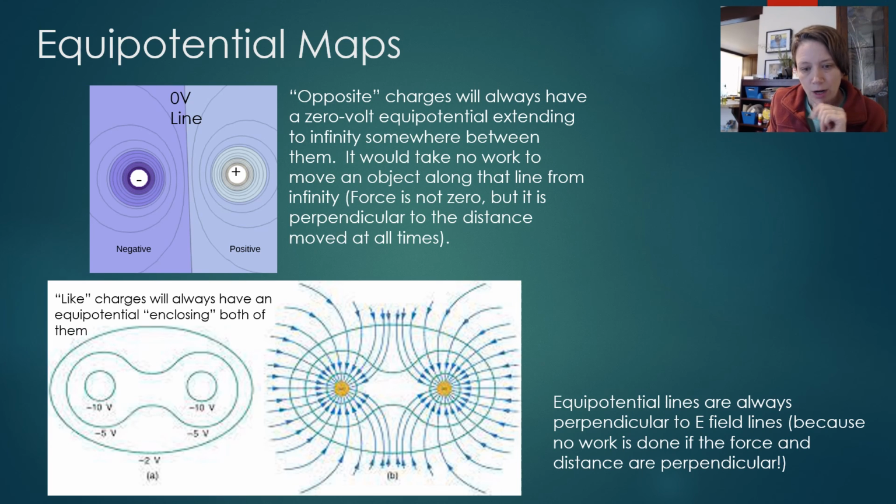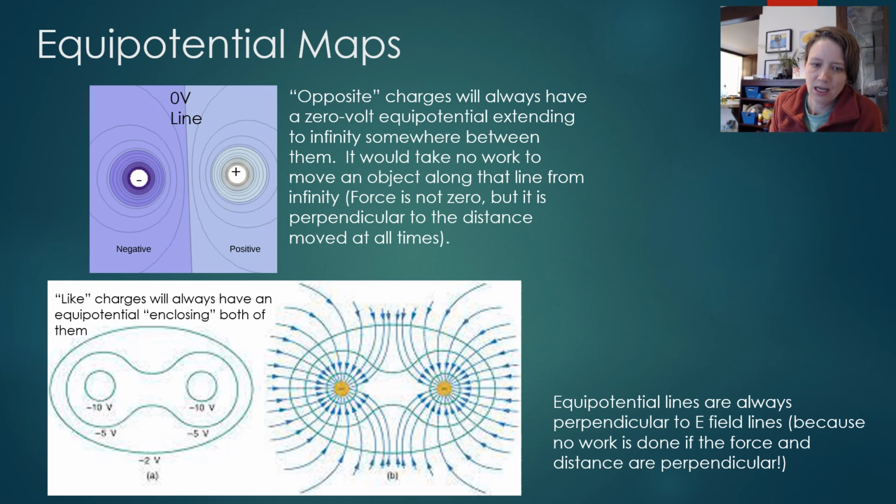The figure to the right of that actually shows the electric field lines and the equipotential lines. One thing to note about this is that the electric field lines are always perpendicular to the equipotential lines, because of what I talked about in that last problem.